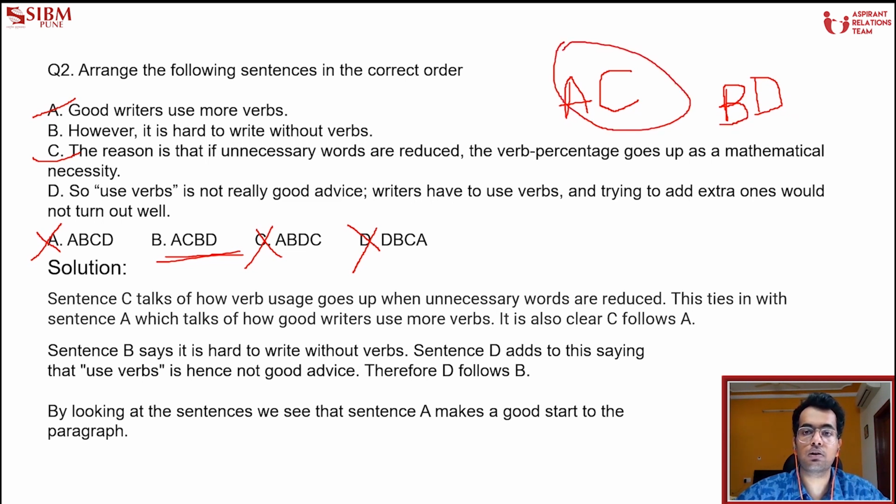Now we need to figure out which pair would come first. If we look at all the 4 sentences, you'll observe that A marks a good start of a paragraph. It directly talks about how good the writers are, those who use more verbs. So because we know that the paragraph will either start from A or B, because C and D have some other sentence before them.